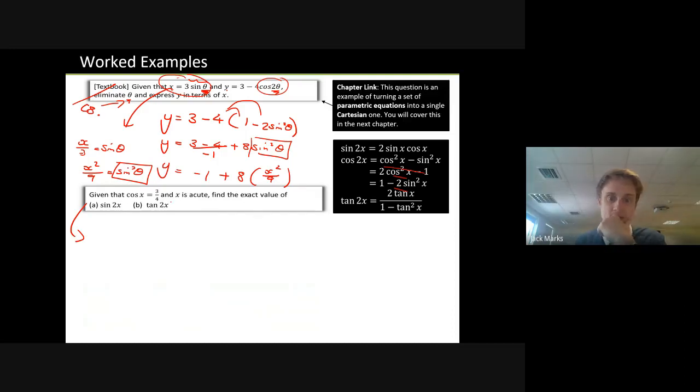So cos x equals 3/4, and it is acute. Find the exact value of sine 2x. A good place to start is to notice that they don't match. So sine 2x, there's only one rule for that, so just use that rule straight away. 2 sine x cos x. Cos x is 3 over 4, so that there is 3 over 4.